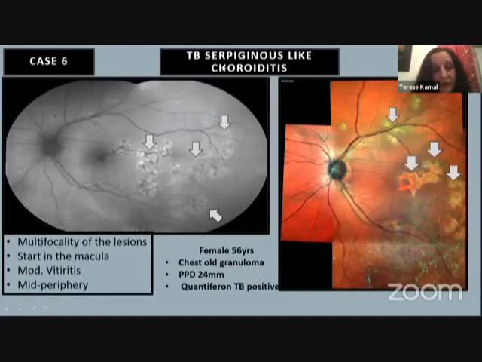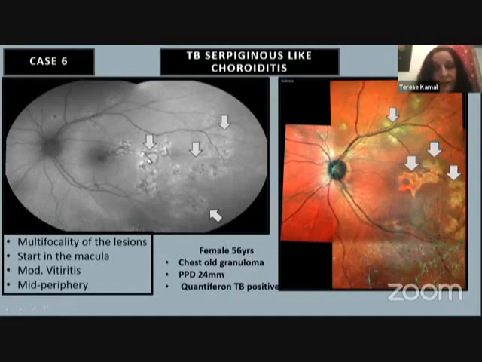Serpiginous type of choroiditis, as in this patient who is 56 years old, she had a positive CT chest of an old lesion with positive quantiferon and PPD. And we can see that she has the typical serpiginous multifocal lesions that usually start in the macula, but you have to watch out for the presence of these lesions in the mid-periphery. As we can see, she has a lot of lesions in the mid-periphery. Usually have moderate vitritis.